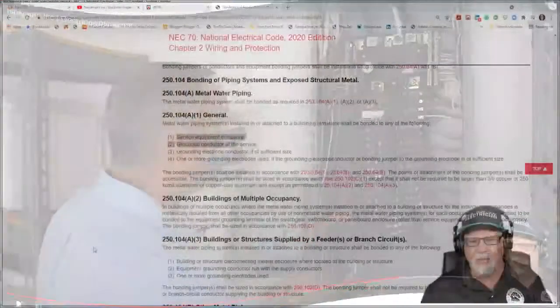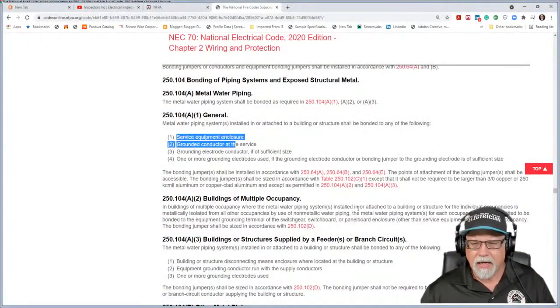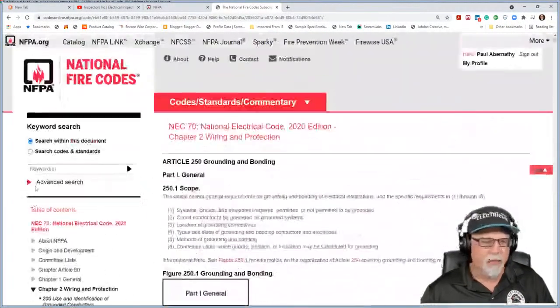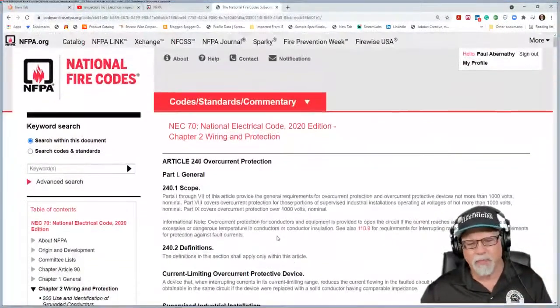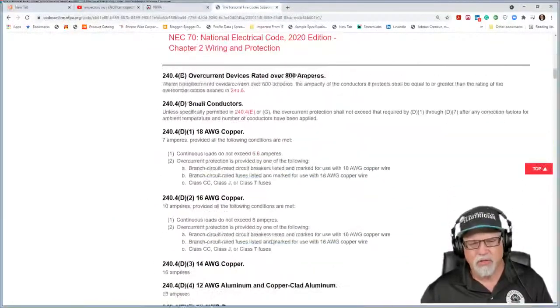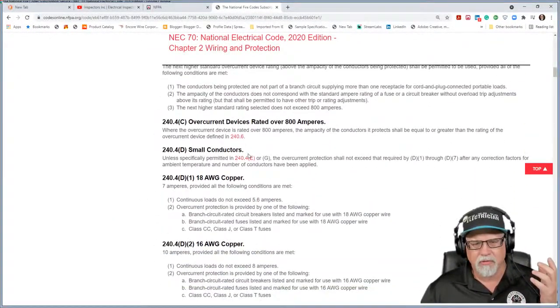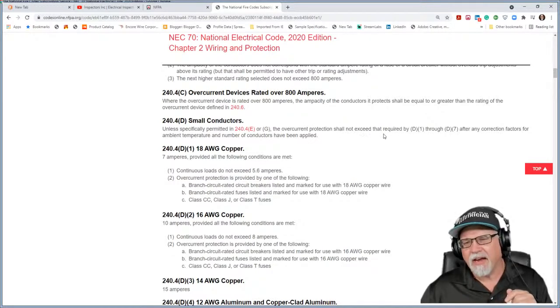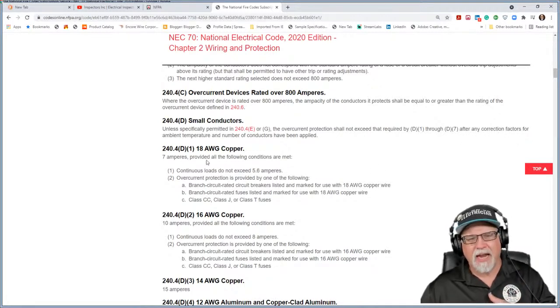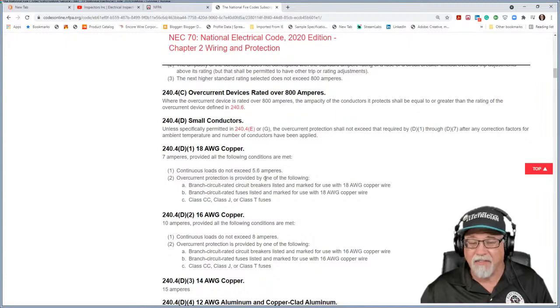So we're going to go to the code really quickly for this one. I wanted to show you that because people do cringe when it comes to those things sometimes for overcurrent protection. So here's your small conductor rules right here. See, it says small conductor. Now it says unless specifically permitted in 240.4(E) or (G), the overcurrent protection shall not exceed that required by (D)(1) through (D)(7) after any correction factors for ambient temperature and the number of conductors have been applied.